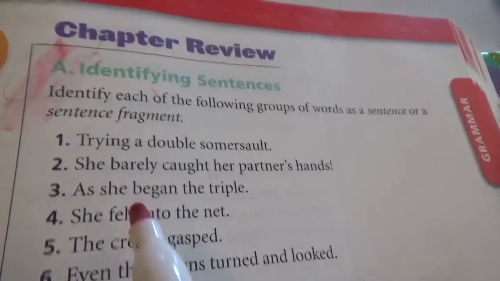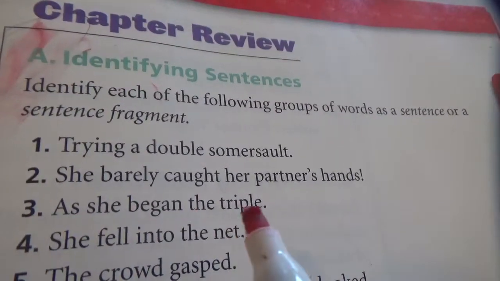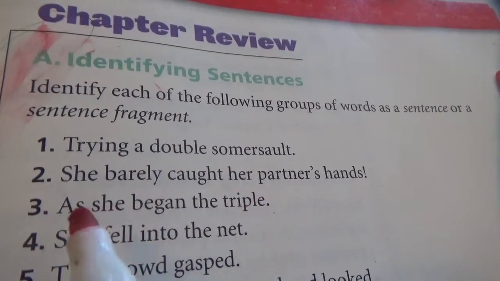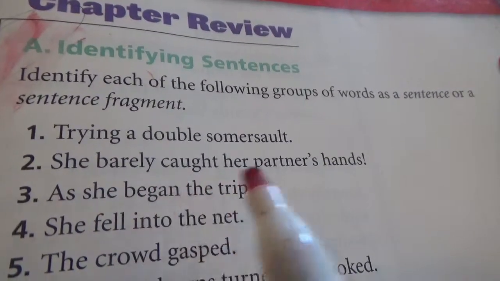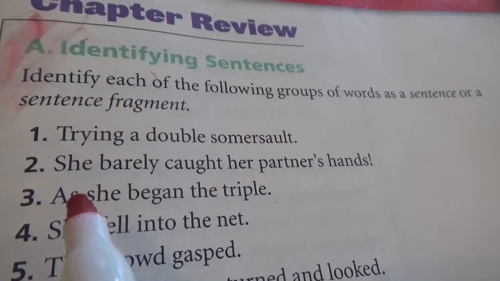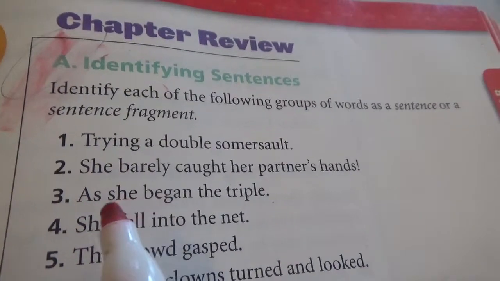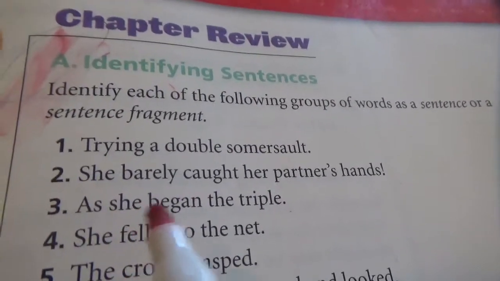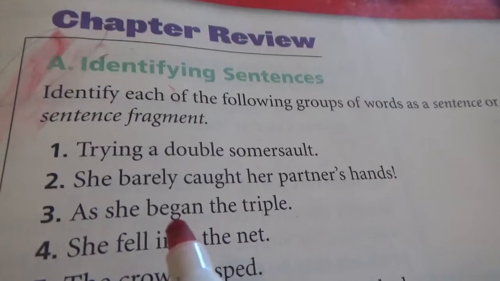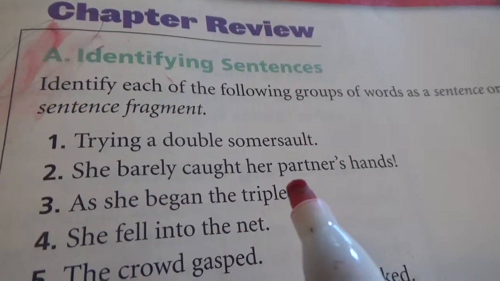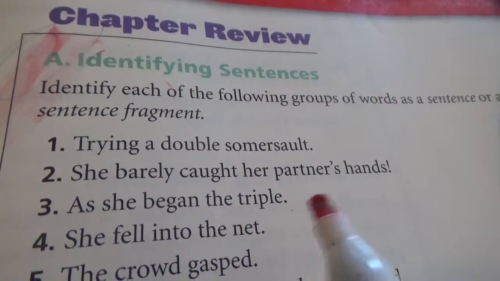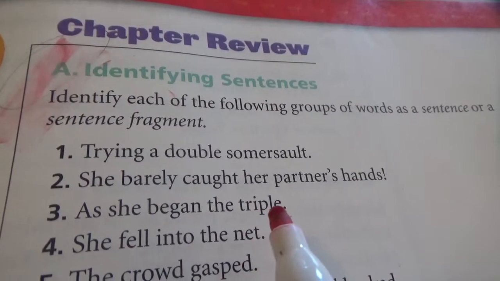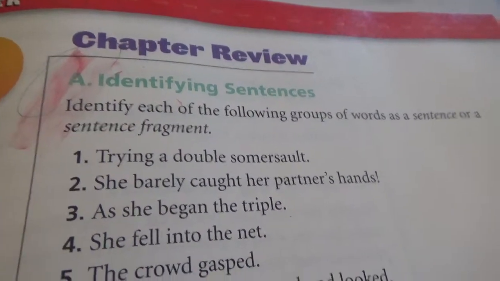So let's look at the next one. As she began the triple. All right, well, I see a subject and a predicate. She began. But as she began the triple, what? That is not a complete thought. Remember, that's what we call a dependent clause, and we'll review that more later. But it needs more. It needs more to stand alone. As she began the triple, comma, she screamed. As she began the triple, she laughed. Or as she began the triple, the audience gasped. That would be a complete sentence.